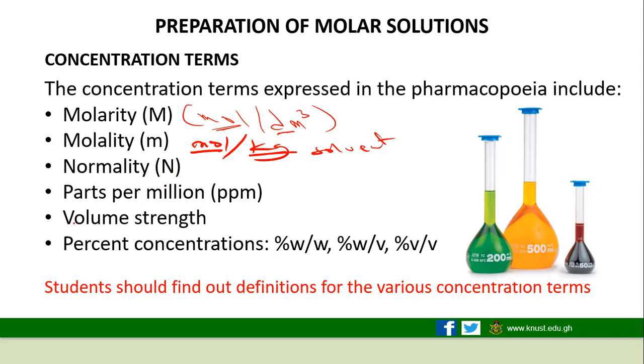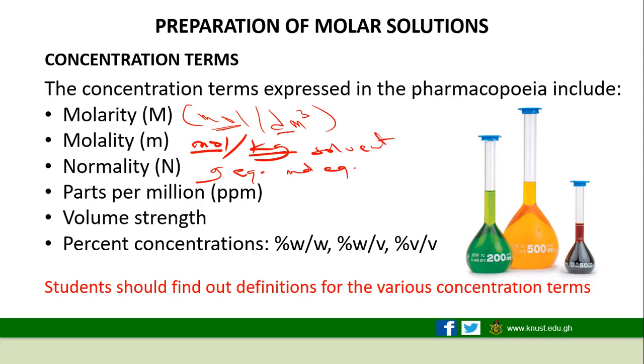Normality talks about the number of grams or moles equivalent of solute present in 1 liter of a solution. And so we are not talking about just moles or grams. We are talking about the grams equivalent, and we are talking about the moles equivalent. You get to understand these more when you are dealing with actual normality in chemistry. Generally, calculating in normality is very simple.